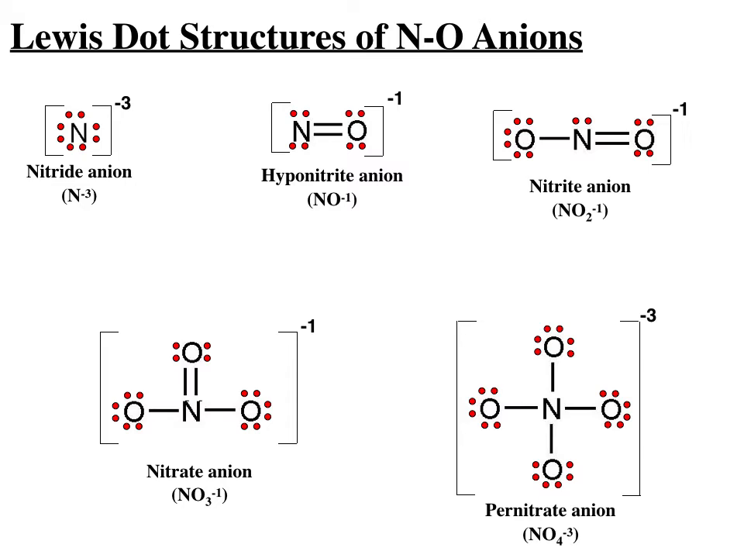Now remember, on this pernitrate as well, there should be a total of 5 plus 3 plus 4 times 6. So that's 24, 29, 32 total valence electrons in the Lewis dot picture. If you count up the lines and dots in the pernitrate, you will find 32 electrons.